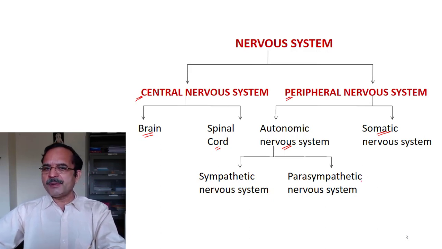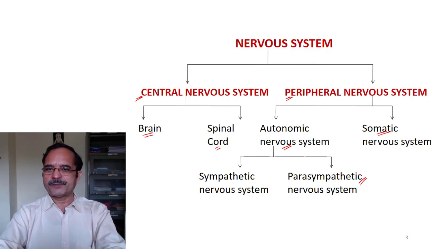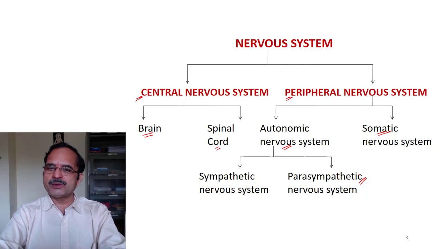So this parasympathetic nervous system works when we are relaxed, during the relaxation position. That means it will slow down our heartbeat.